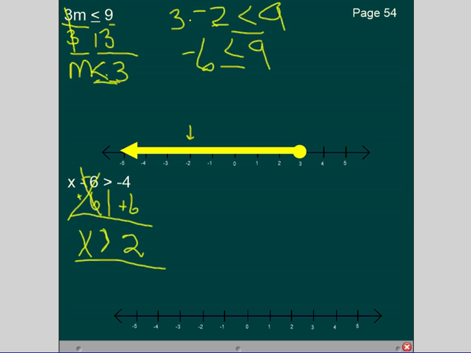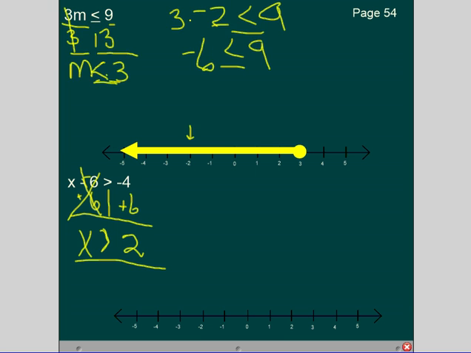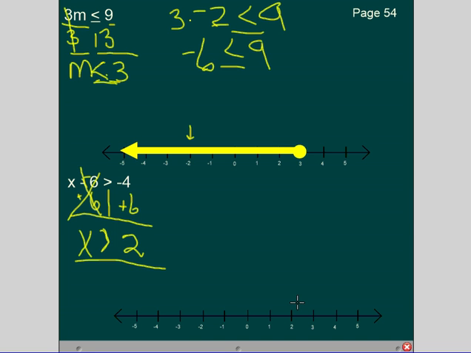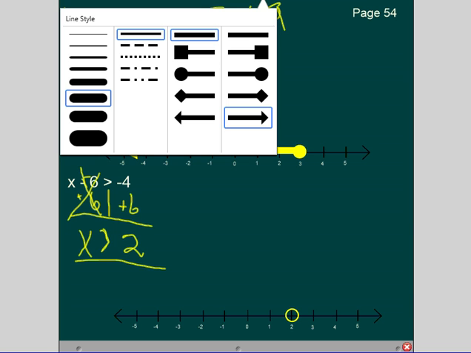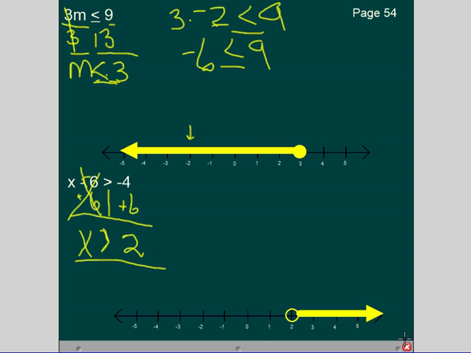I go to graph it on my handy-dandy number line, and I need to make sure to use an open circle, not a closed circle. My line color will be yellow. There we go. An open circle, because this doesn't have the less than underneath. Open circle at 2, and then I will get my arrow in yellow. And since my inequality is pointing to the right, so will the arrow when I graph this inequality, sorry.